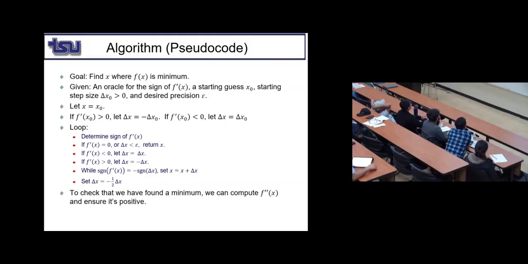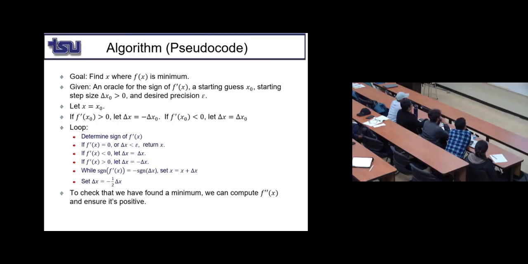And then if the derivative is positive, that means that the function is increasing at x0. And so I'm going to make my delta x, my actual step that I'm going to be making in the algorithm, negative so that I'm moving to the left. Otherwise, if the function is decreasing, I'm just going to let my step size be my starting step size, positive, going to the right. And then we're going to go in a loop.